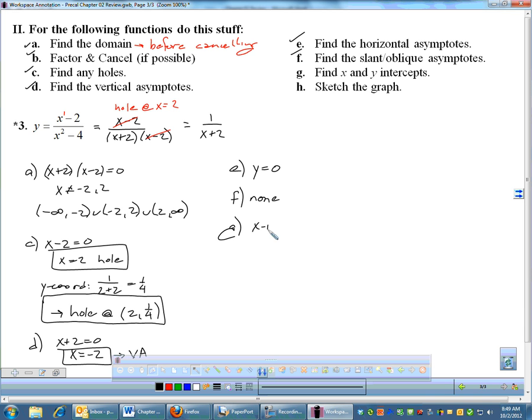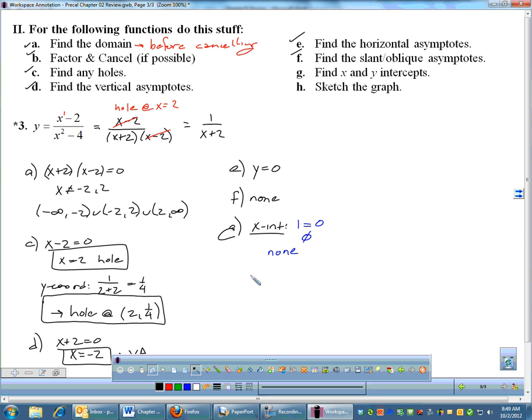Okay, so the x-intercepts, that is when you set your numerator equal to 0 for the reduced fraction. So my numerator is 1. If you set that equal to 0, there's no solution. The top will never equal 0. The top is 1. That means there is no x-intercept.